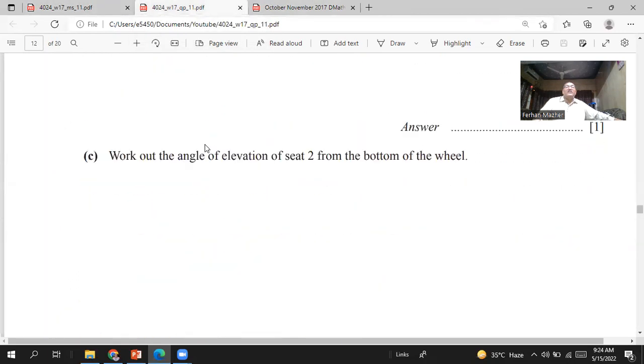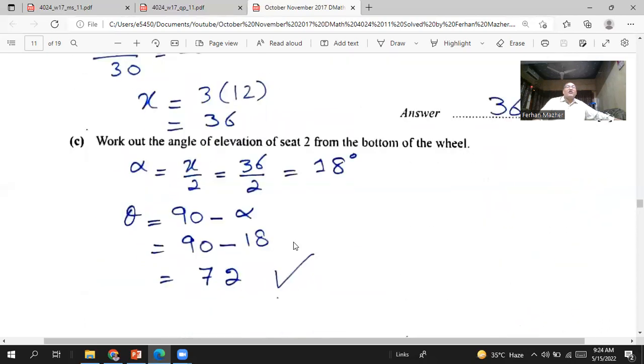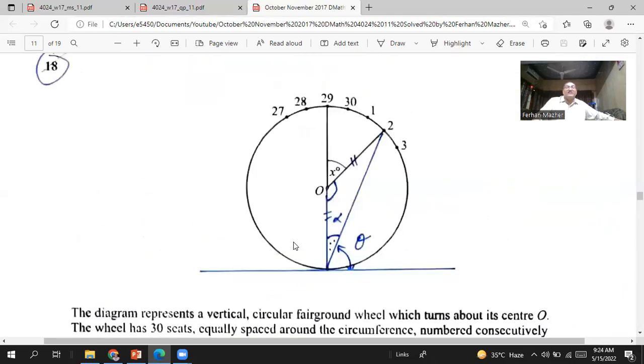Then the question is: work out the angle of elevation of seat 2 from the bottom of the wheel. So I want to find out the angle of elevation of seat number 2. Seat number 2 is here. I will join O with the center at this point, I will join 2 with this point, and I will draw a tangent here. Now this is a question of circle properties. I want to know the angle of elevation of seat number 2. This will be the angle of elevation. I want to measure this.